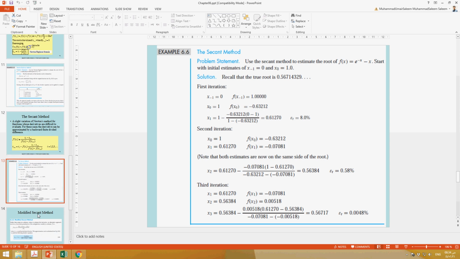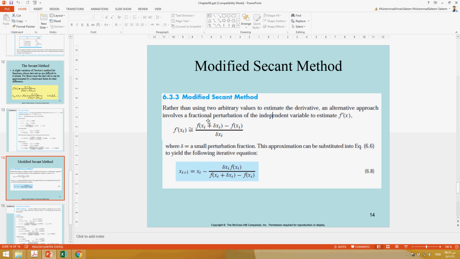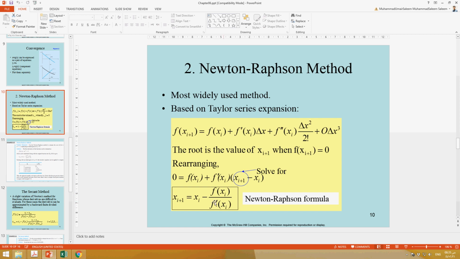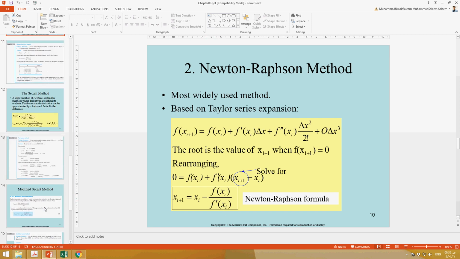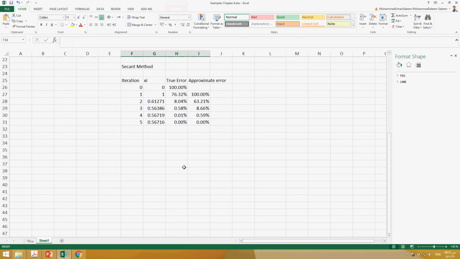Okay, the next method is the modified secant method. In the modified secant method we have this expression. This is again the definition of error. We add the definition of derivative, with one very small increment which is called delta, a very small fraction that we add into our values, and we find f(xi). If we use this definition of derivative and put it in the Newton Raphson equation and simplify, we will get the modified secant method expression. So let's use this expression and find the solution for the modified secant.